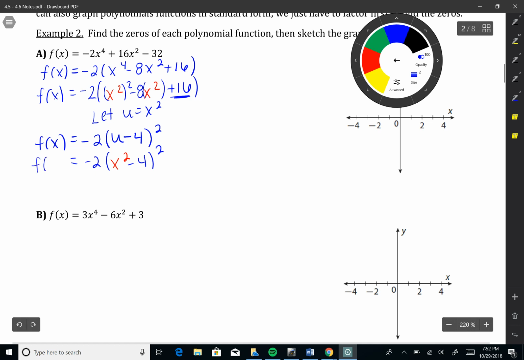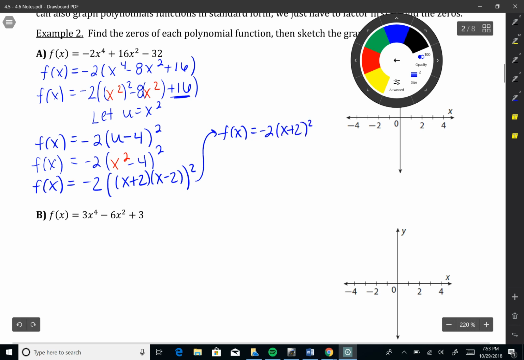Now this is pretty interesting because what I have here, remember, that's a difference of squares, which means that factors to x plus 2 times x minus 2, but that's being squared, which means that those factors each show up twice. So I'll just put that in a big set of parentheses. That's x plus 2 times x minus 2 in parentheses squared, which means I can write those as f of x equals negative 2 times x plus 2 squared times x minus 2 squared.